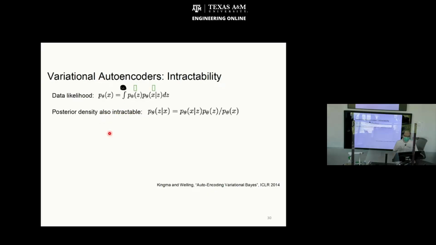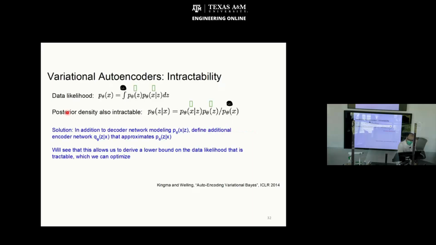So the posterior density is also intractable. P of z given x, we can rewrite using Bayes' theorem, and that's what we have. And that's also intractable, unfortunately. So getting this data likelihood is intractable, and as I said, this eventually affects your posterior density as well. What do we do? What is the solution then?